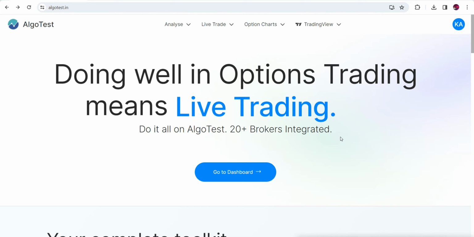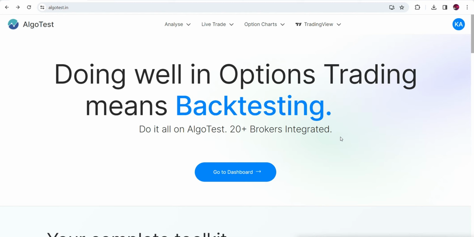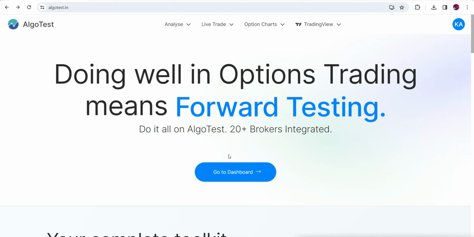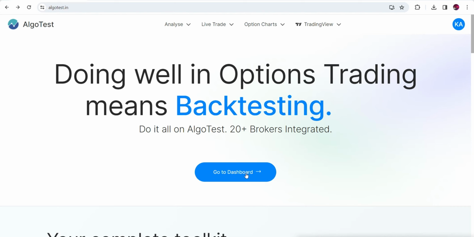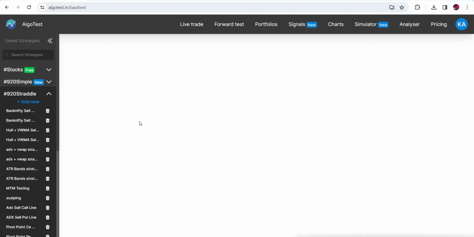Now we will open the AlgoTest dashboard and learn how to create a modified Strangle strategy, that is also a time-based Strangle strategy, and then we will backtest it. To create a strategy, first we open the AlgoTest dashboard. To do that, we will click on go to dashboard. Now here you can see that there is a create strategy option, so you can click on create strategy.